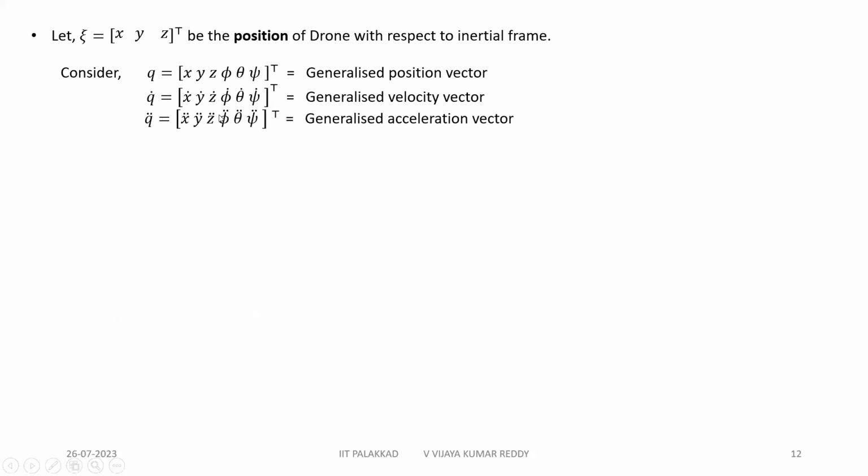So now we need to define some vectors. Let's say zeta is the x, y, z linear positions. And q contains all position states, all 6 degrees of freedom: x, y, z, roll, pitch, yaw, phi, theta, psi. I'm assuming it is a generalized position vector. The derivative of this vector with respect to time is the generalized velocity vector. In the same way, the double derivative of this becomes the generalized acceleration vector.